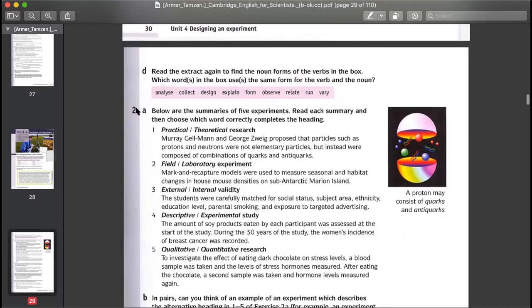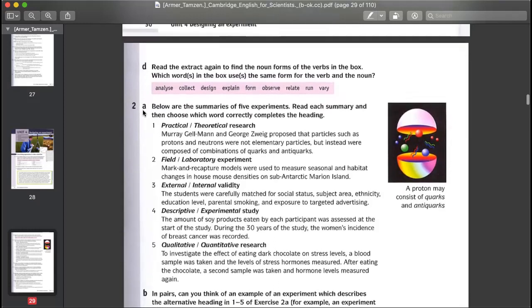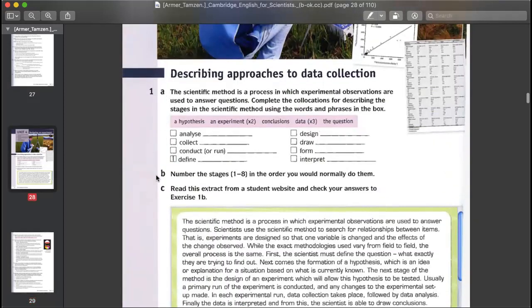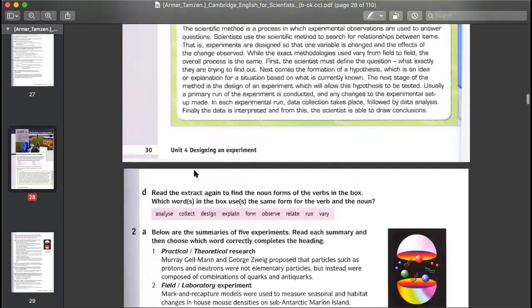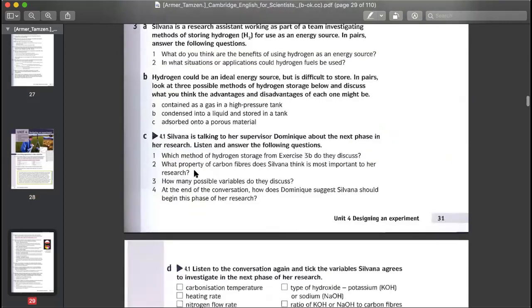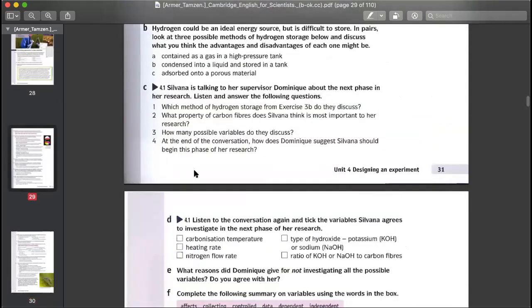So from 2, we will have exercise A in this page. So we have D and A in this page only. And in the previous page, we have 1A and 1B. Okay, the following page, page 32, we have exercise F. Exercise F, 3F, yes.